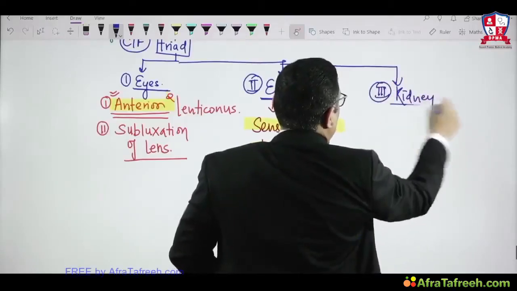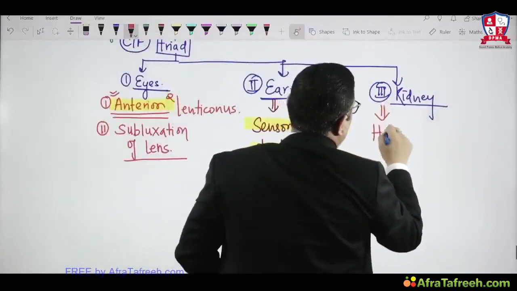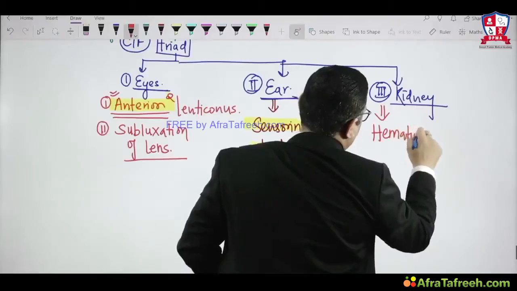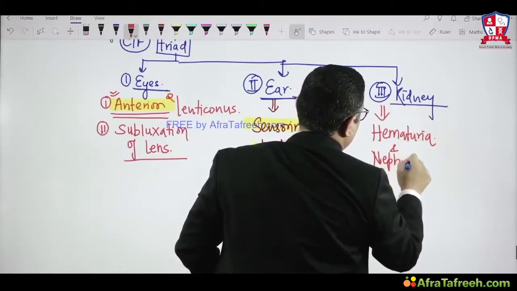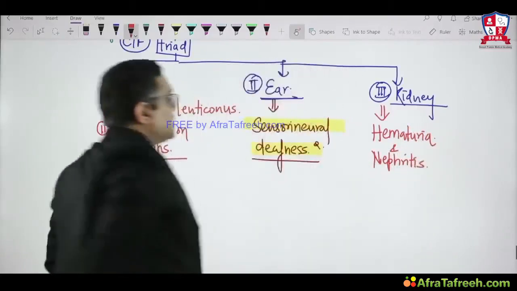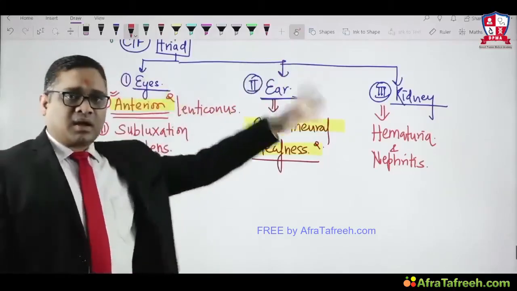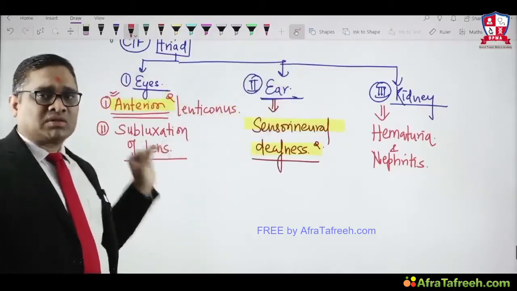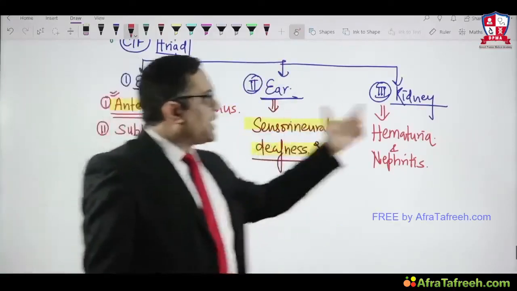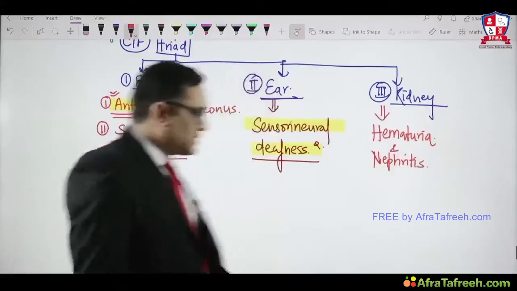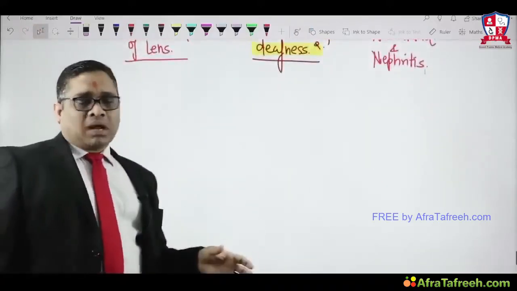In kidney involvement, what you are going to see? You will find hematuria, right? So you will be finding hematuria and nephritis. Because of the nephritis, there will be hematuria. So this is the finding. Triad of the Alport syndrome consists of eye, ear, kidney involvement. Eye: anterior lenticonus, subluxation of the lens; ear: sensory neural deafness; and in case of the kidney, you will find nephritis and hematuria, right? So these are the triad of the features which you will see in Alport syndrome patient.